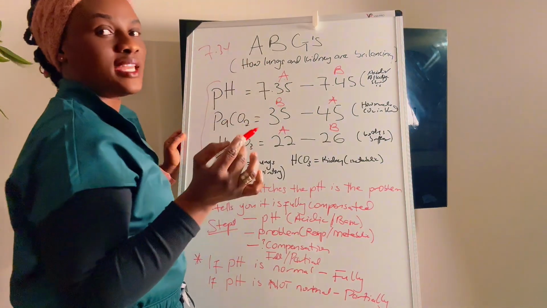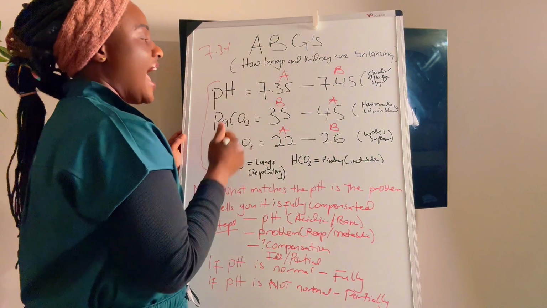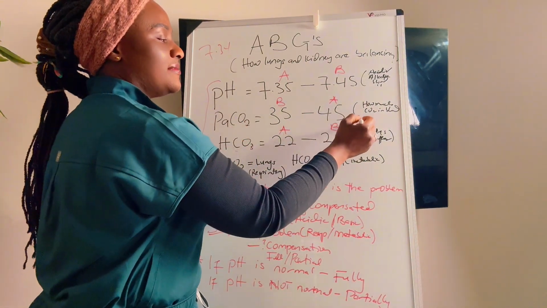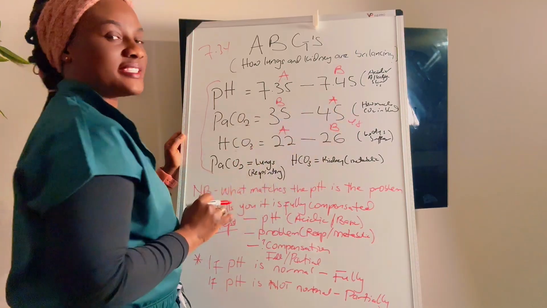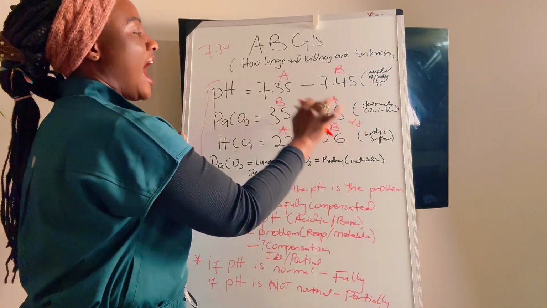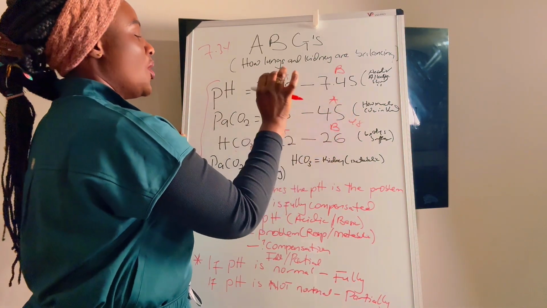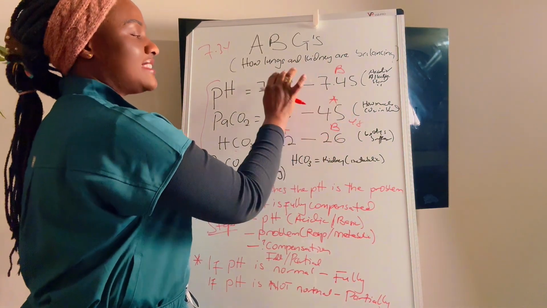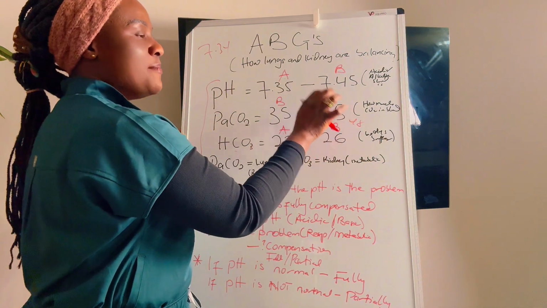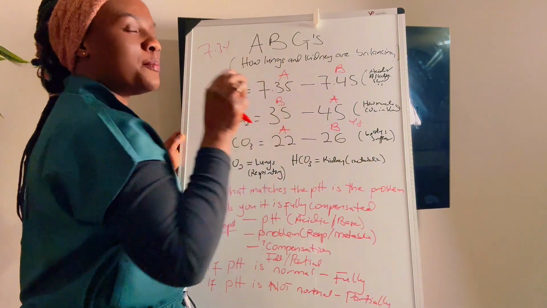7.34, making it what? Acidic. Okay? And then you have a CO2 of, say, 48, making it also acidic. Okay, if they are the same, if they are matching, whatever is matching your pH is the problem.